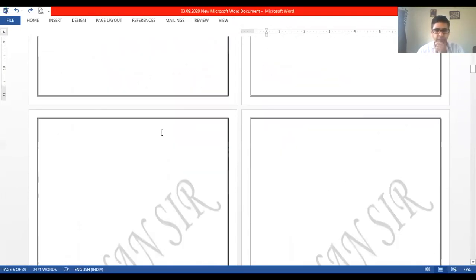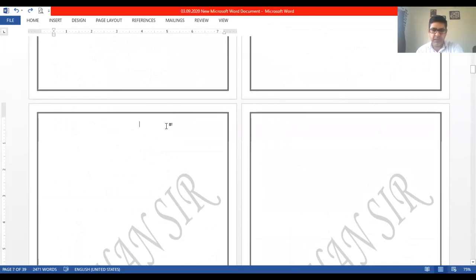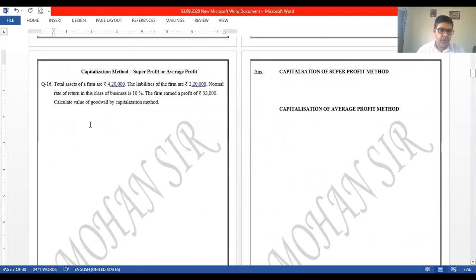Let us then go through the sums. Under the capitalization method, the first sum, question number 16, can be seen. The total assets of the firm are rupees 4,20,000. The liabilities of the firm are rupees 2,20,000. So with the help of assets and liabilities, capital employed can be calculated. The normal rate of return in this class of business is 10%. The firm earned a profit of 32,000. Calculate the value of goodwill by the capitalization method.